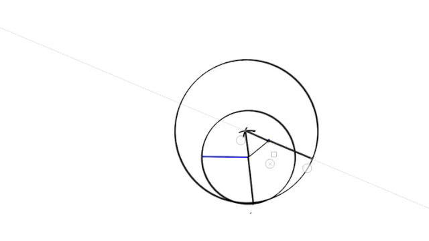So I'm going to change colors here. Now, this side here, and this side here, are equal in length because they're both the radii of the large circle. Similarly, this side here and this side here are both equal to each other because they're both sides of an equilateral triangle.